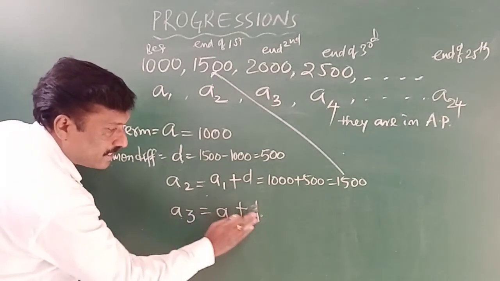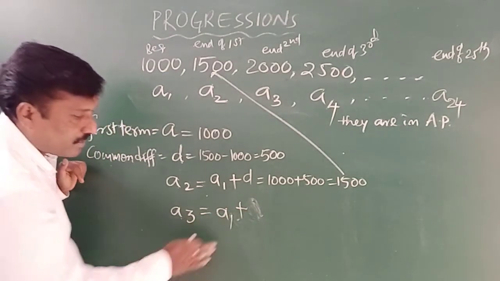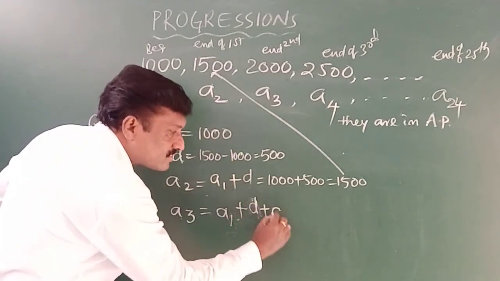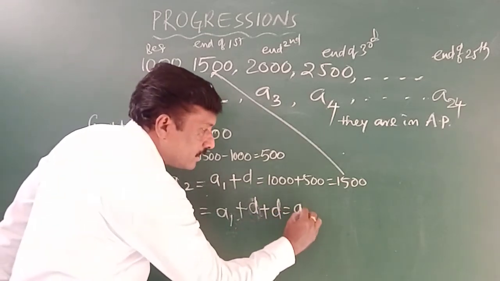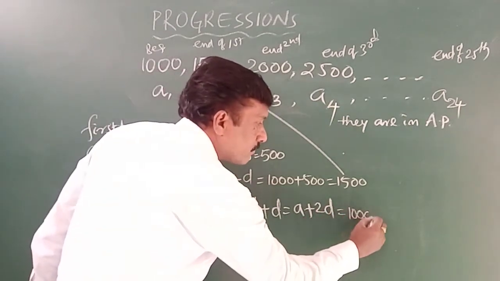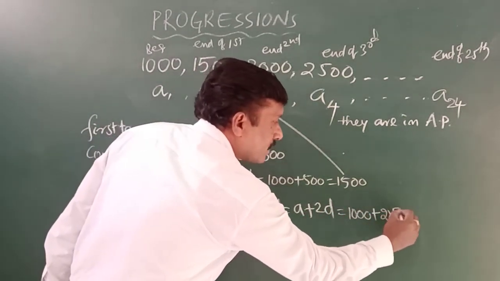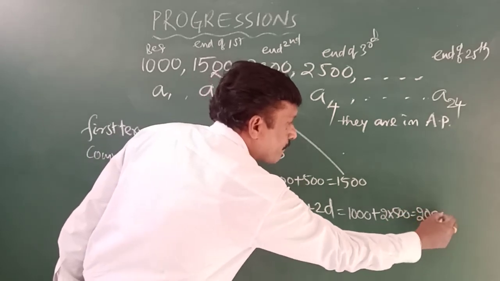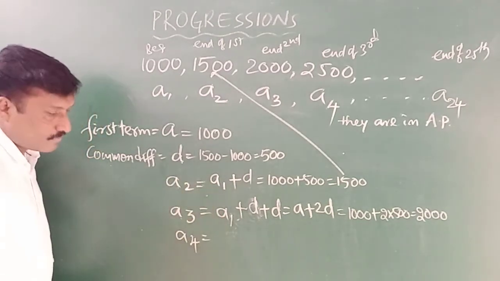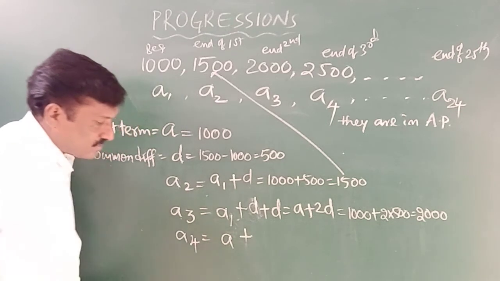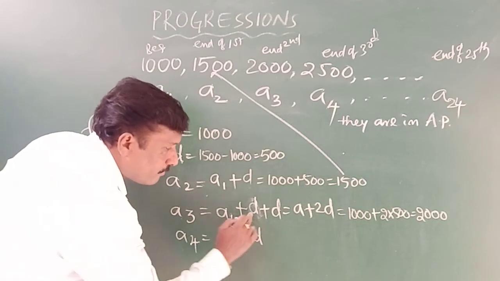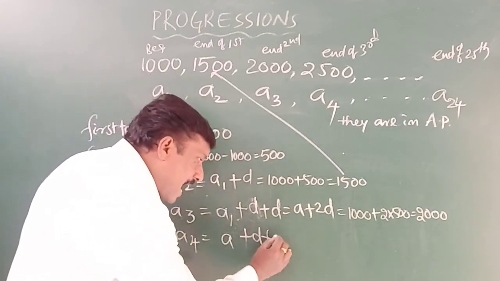So this can also be written as A1, the first term, plus this 500 added two times, that is D plus D. It is nothing but A plus 2D, which is equal to 1000 plus 2 times 500. You are going to get 2000. Now the fourth term: first term plus, for the third term it was 2D. The fourth term means how many times D? To this term we are adding D again.